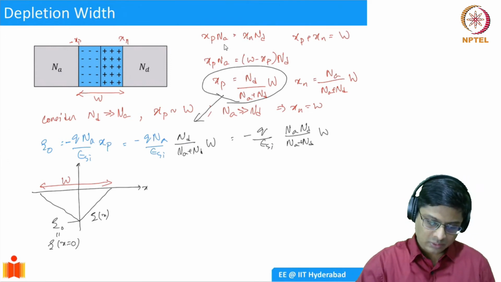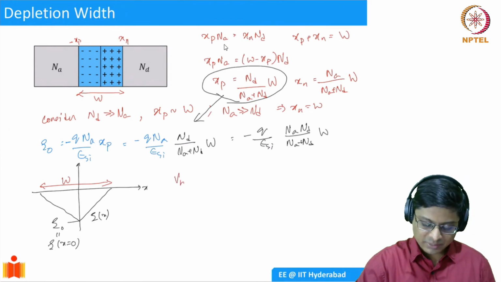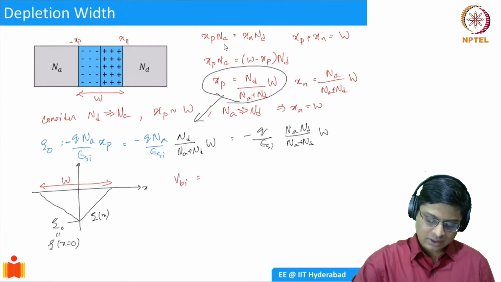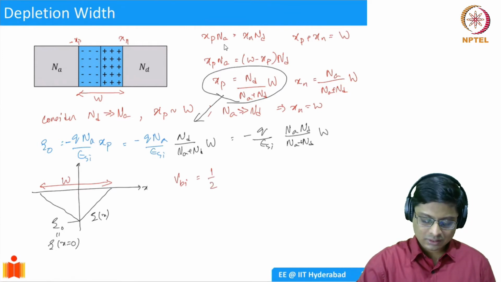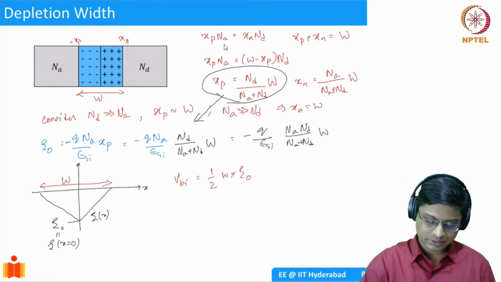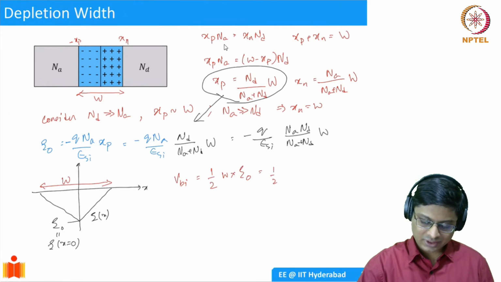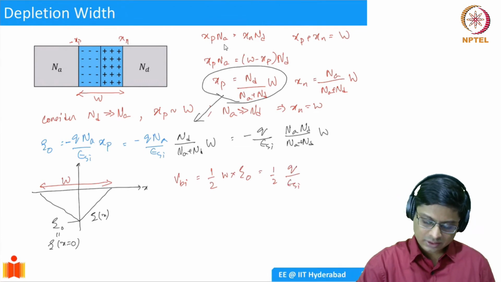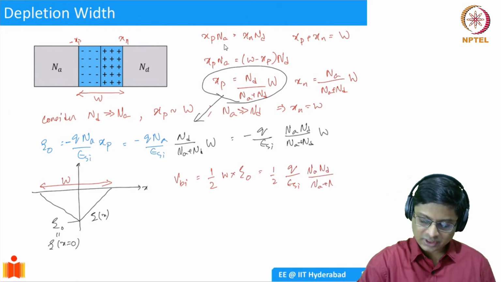So now VBI, the built-in potential, is going to be simply half base into height, the area of the triangle. So that is going to be half. What is W? Anyway, we want to find that out. So the electric field was, I'll take the positive number, I don't need the negative sign, epsilon silicon NA ND by NA plus ND times width squared.